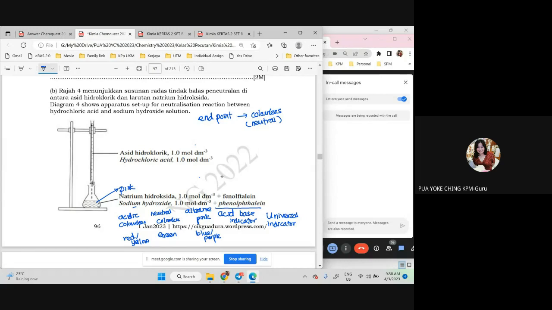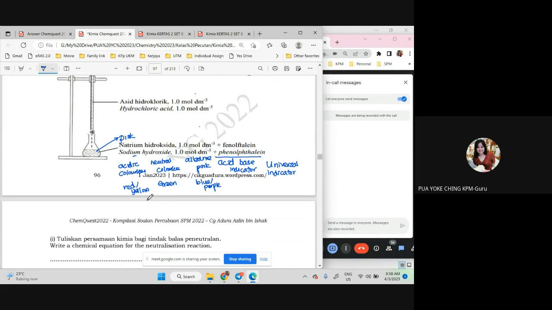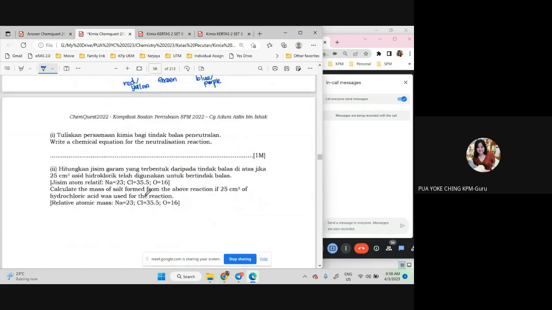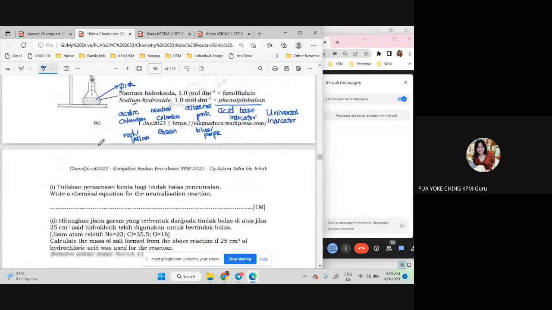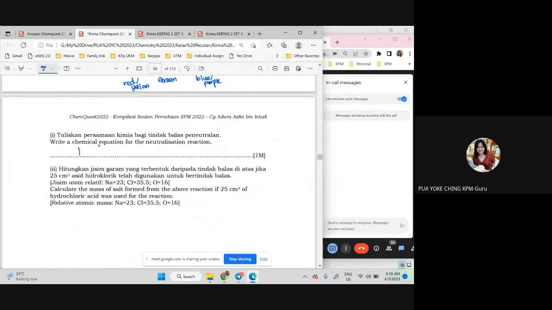Okay, next. For neutralizations, they will always ask to identify the volume or even the concentration. So this is the diagram. You are using sodium hydroxide. It will ask you to write the chemical equation. So for the chemical equation, normally you have HCl plus NaOH. You will get NaCl plus H2O. So this is the normal chemical equation.